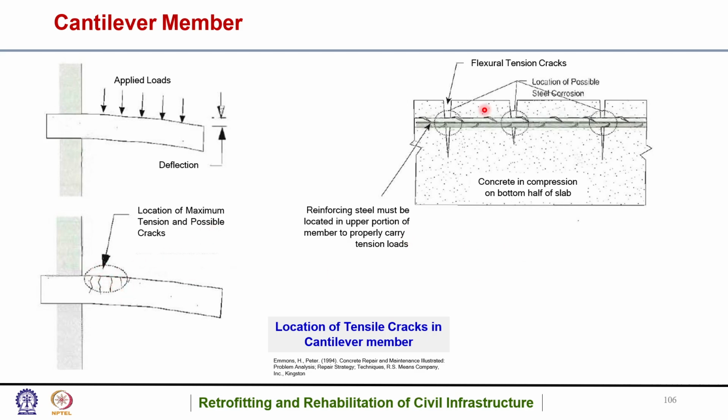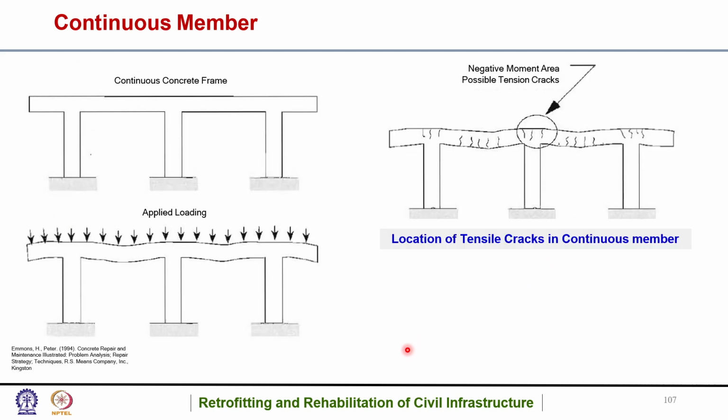Okay, and because of this, the reinforcement has been given above instead of below. There you can see flexural tension cracks have been generated, and these are also the locations of possible steel corrosion because of the intrusion of chloride ions, or any other chemicals. The reinforcing steel must be located in the upper portion of the member to properly carry tension loads, as we discussed. And the lower part is concrete in compression on the bottom half of the slab. So this is the location of tensile cracks in a cantilever member.